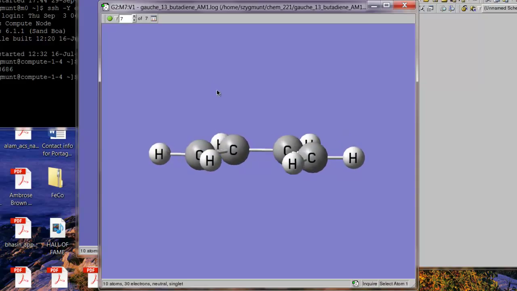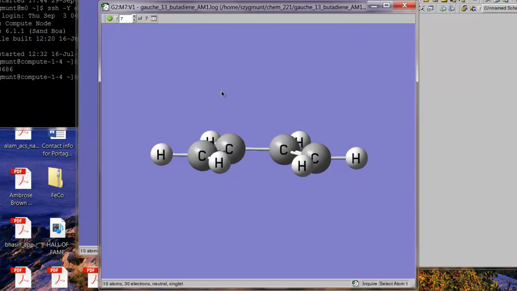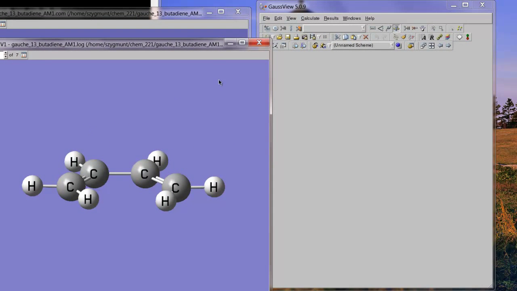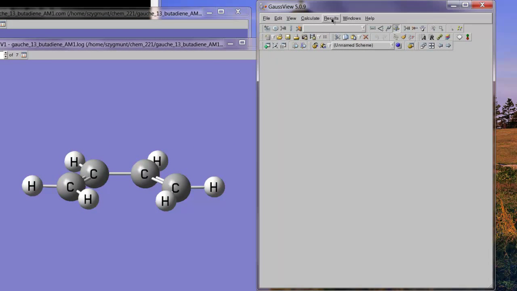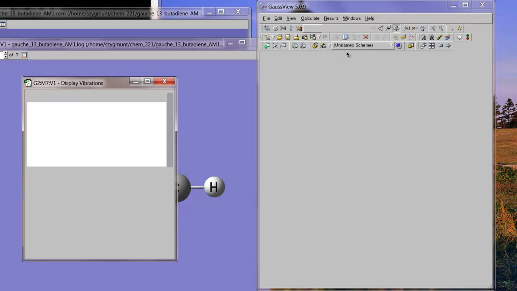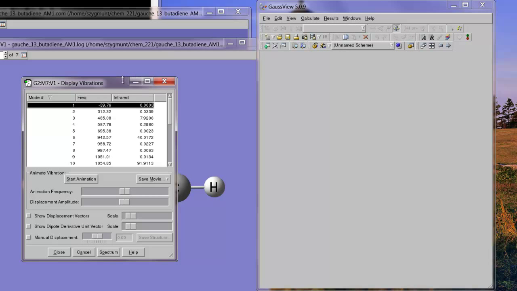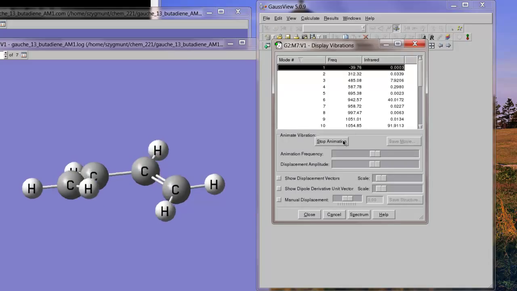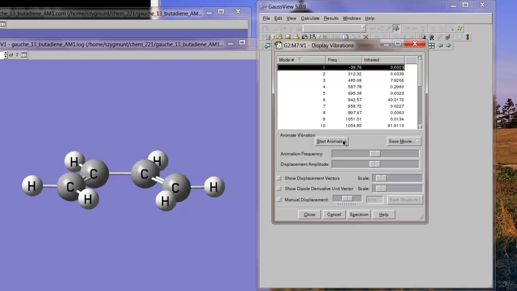But let's see what happens as we step through the optimization, and lo and behold, look what happened. It turns out that the program went back to the planar structure. And that's a little bit strange. That's not what I was expecting. If we go to the results and look at vibrations again, sure enough, we once again see that there is an imaginary frequency. And if we animate that, we see exactly the same thing as before. So this did not work.